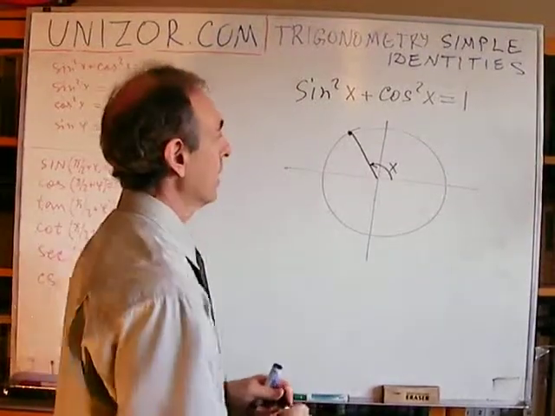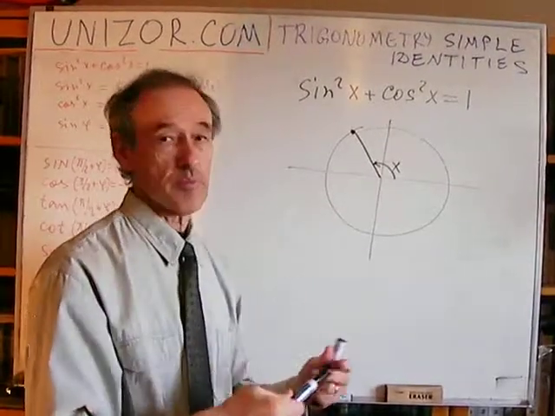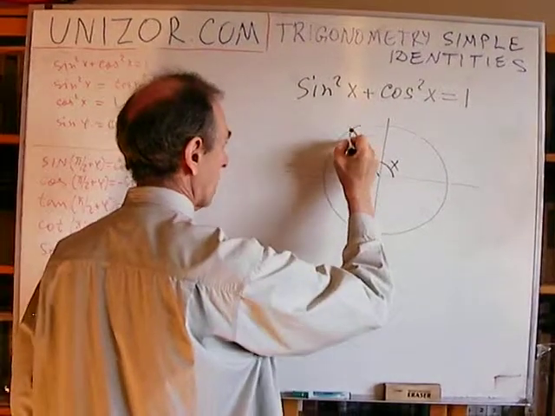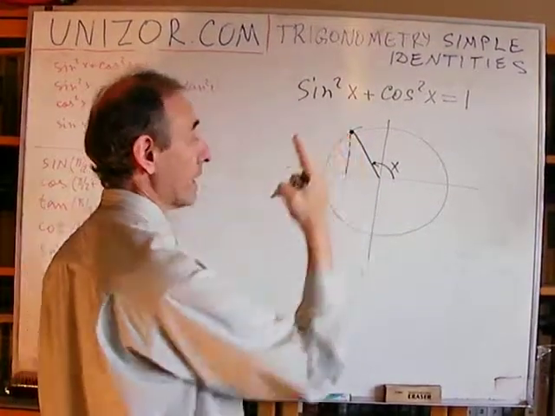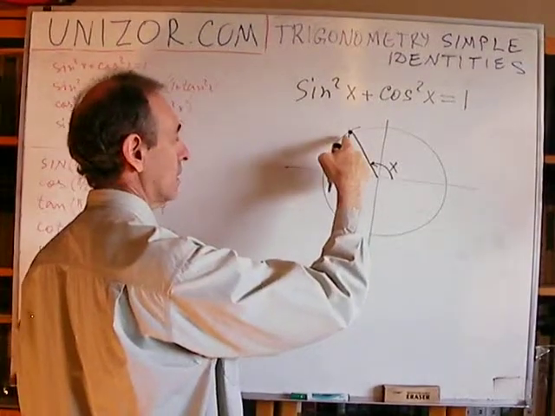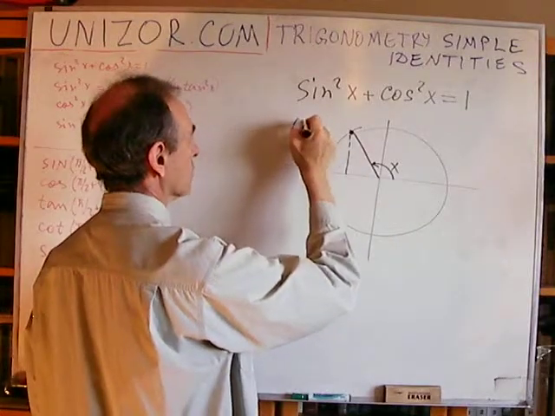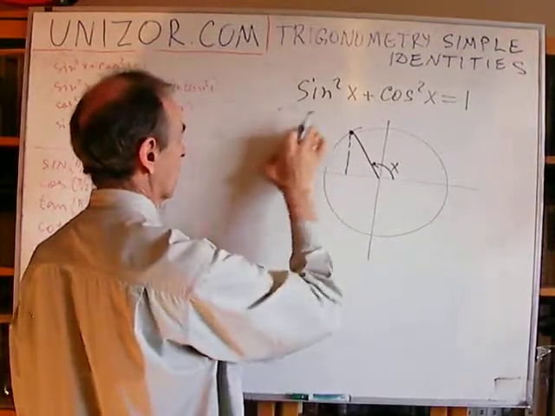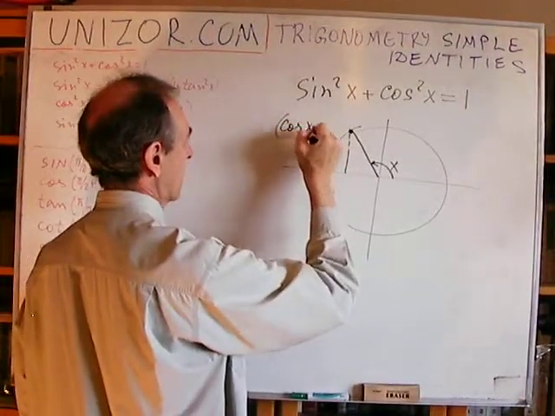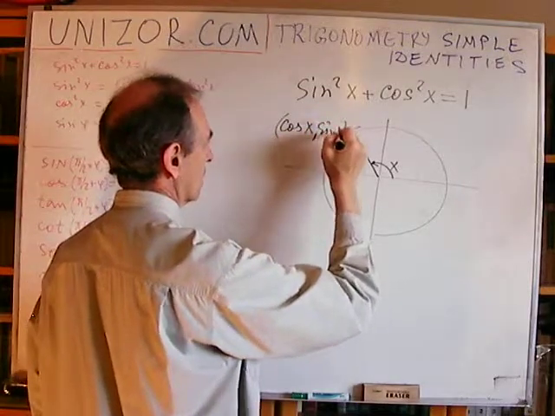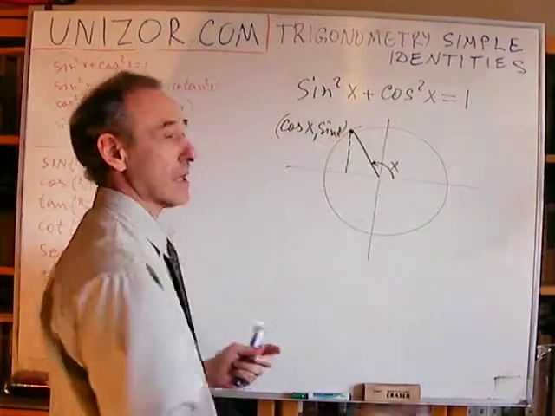So any angle. Now, considering this particular picture, sine is by definition an ordinate, and cosine is the abscissa of this point. So the coordinates of this point are cosine x, sine x. And don't forget, this is the unit circle, which means that the radius is equal to 1.